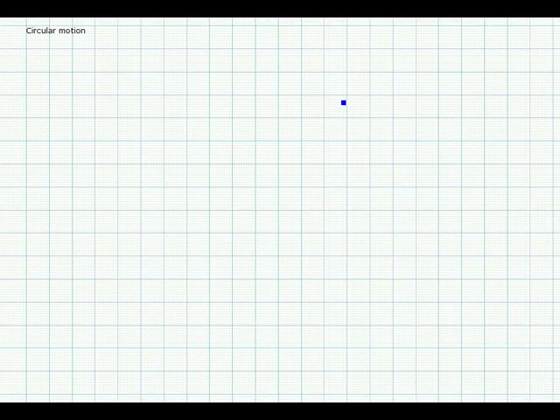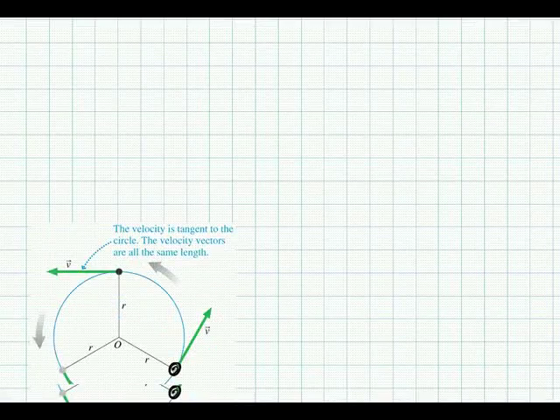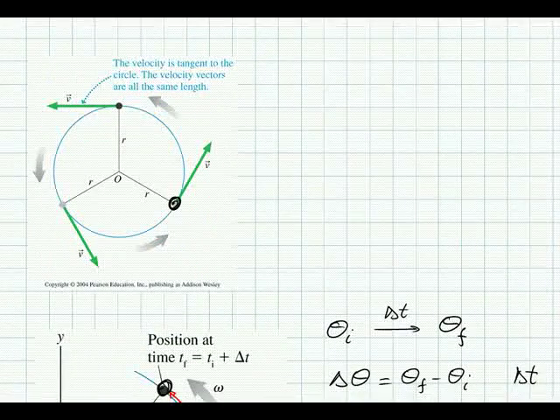In Chapter 7, we are going to study kinematics and dynamics of circular motion. And once again, after this lecture, I'm going to record another lecture going through some examples of problems involving circular motion. First of all, let's start by defining what we mean by circular motion.